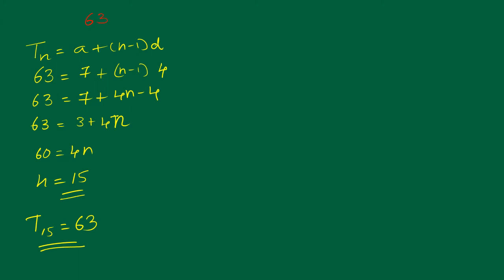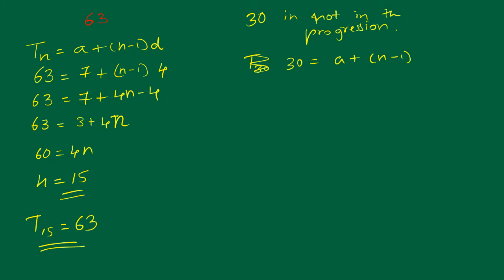So you were asked which term is 63. And you have to show that there is no term 30, that 30 is not in the progression. So we can do it this way. T30, so you can write 30 is a plus n minus 1 into d. It means a is 7, right? 7 plus n minus 1 into d.